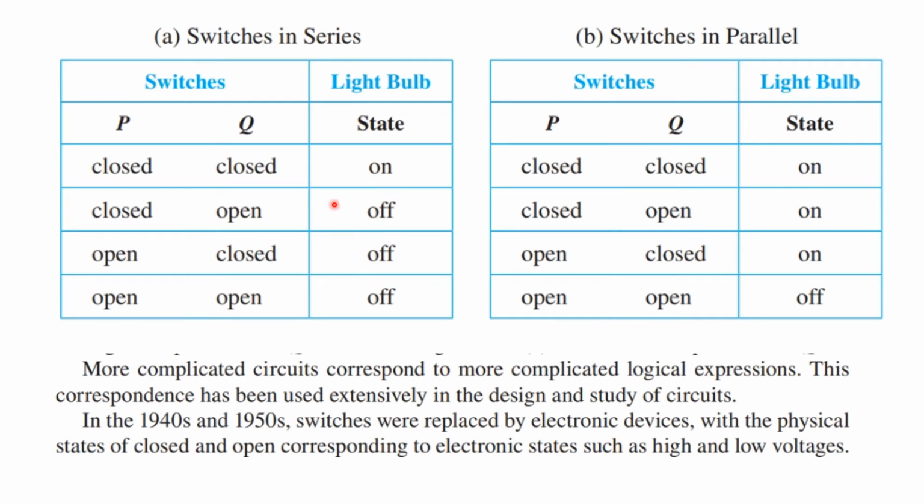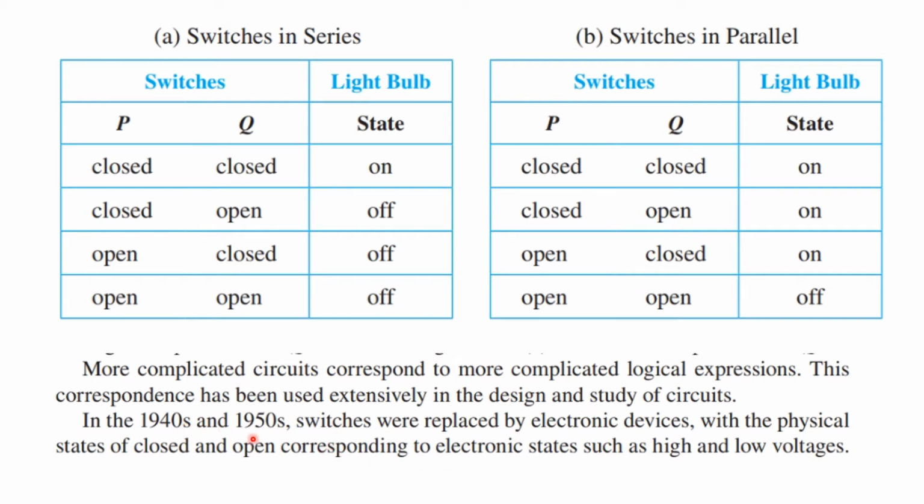In fact, we can look at this like truth tables. For switches in series, for the light to be on, they both have to be closed, and otherwise the light is off. For switches in parallel, the only time it will be off is if they're both open. More complicated circuits correspond to more complicated logical design, and this correspondence between the Boolean algebras and the circuits has been studied for a long, long time.